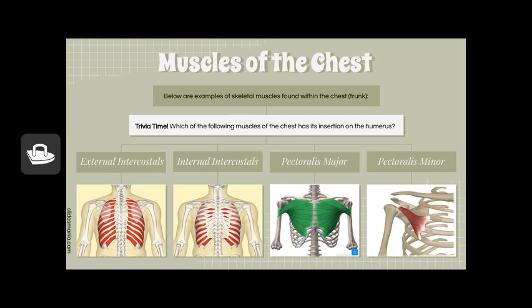And I do have one trivia question. Which of these following muscles of the chest has its insertion on the humerus? I'm going to go ahead and give you 5 seconds to answer. Ready, set, go. All right, perfect. Time is up, and the answer to this one was the pectoralis major.